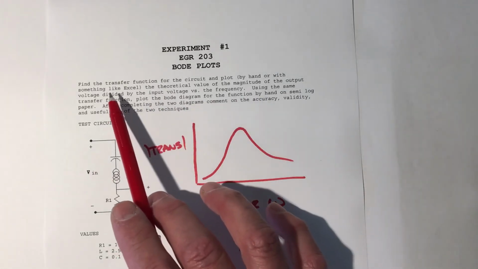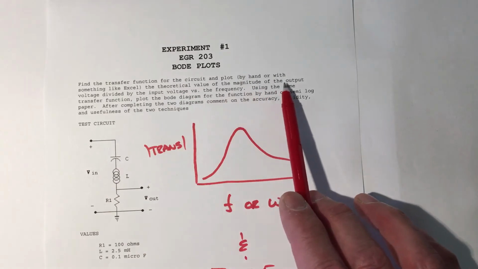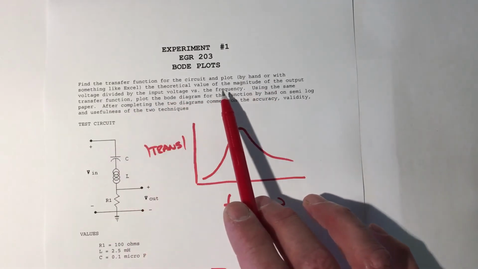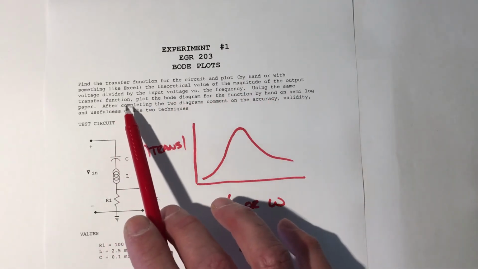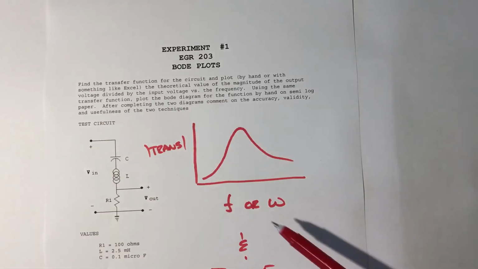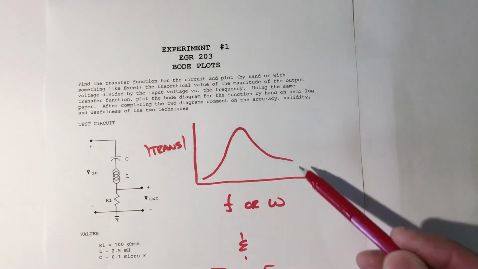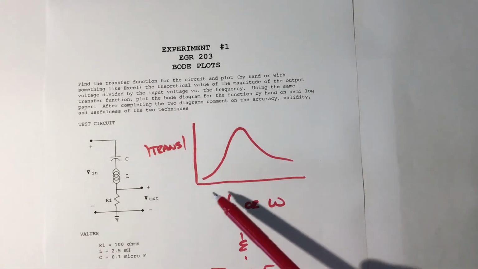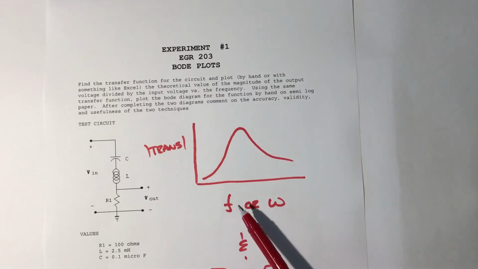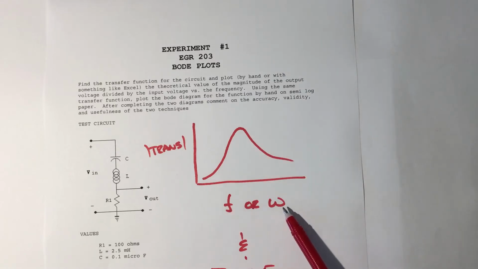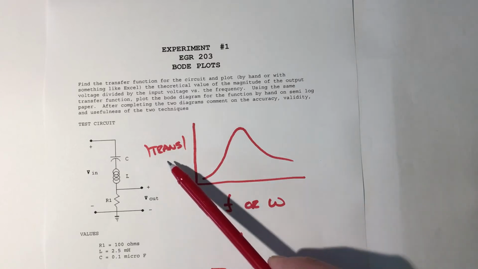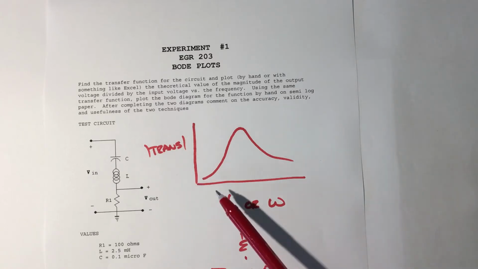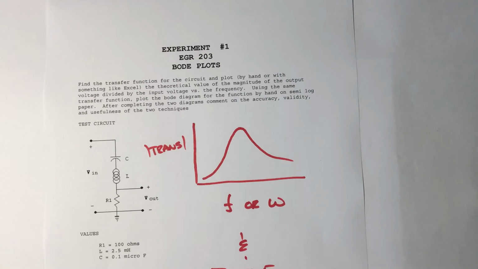It says to find the transfer function and plot by hand or with something like Excel the theoretical value of the magnitude of the output voltage divided by the input voltage versus frequency. So you're going to have something like this, and if you do it by hand, do it on graph paper, make it look nicer than this. Whether you use hertz or radians per second, that's fine. Just make sure that you know what you're using and show what you're using, and then you've got your transfer function there, and it should look something like that.